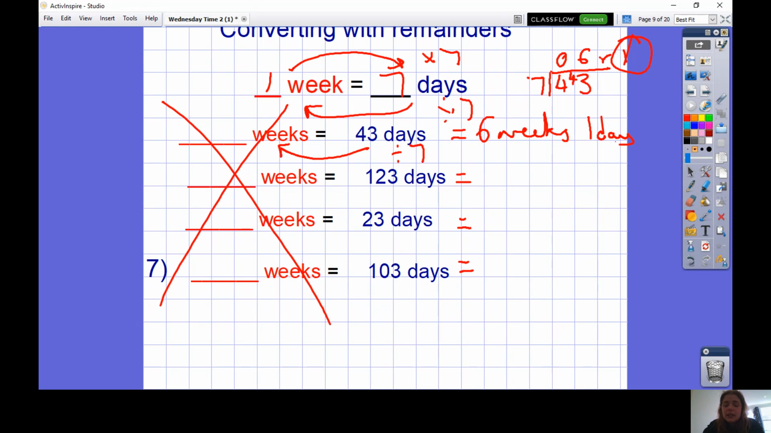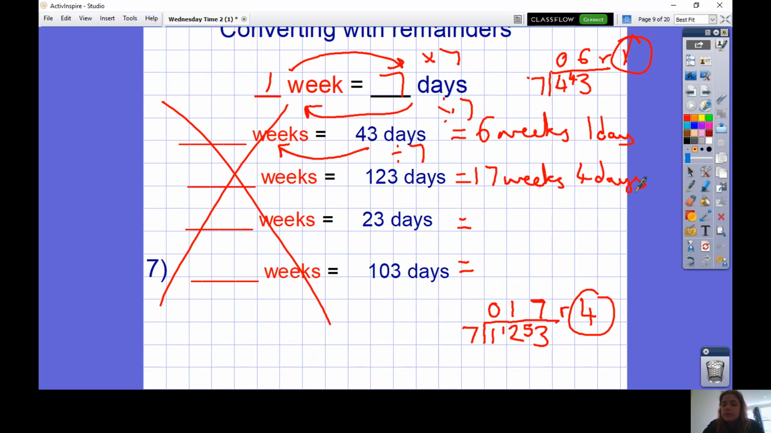Okay, so for the next question then, I want to know how many weeks can I make, like complete weeks, from 123 days, sorry. I'd say how many times does 7 fit into 123? 7 into 1 is 0, 7 into 12 is 1, regrouping 5, 7 into 53 is going to be 7, 7 times 7 is 49, and I've got a remainder of 4. So that's 17 complete weeks, and left over I had 4 days.